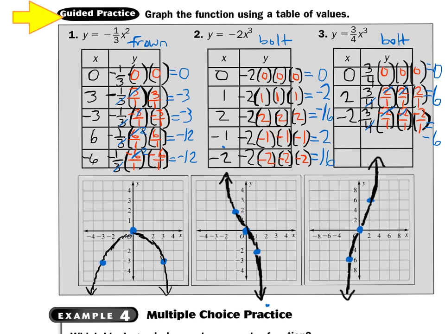So negative 2 times negative 1 times negative 1 times negative 1 actually makes a positive 2, because remember, these two negatives make a positive and these two negatives make a positive. So I'm going to graph negative 1 comma positive 2. So start at the origin, go to the left 1 and up 2 and put your dot. And then I showed you when you input negative 2 and you multiply everything, you get a positive 16. So I go to the left to negative 2 and then way up to positive 16. And then take your pencil and sketch this curve, okay? It's a lightning bolt. All right, take a look at number 3.